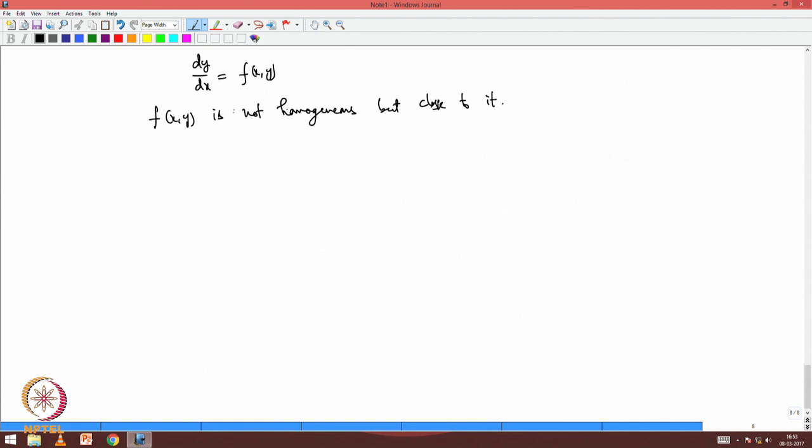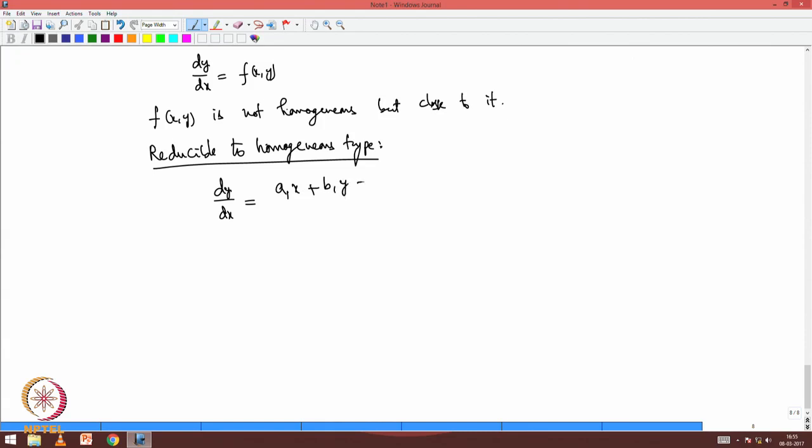So for such a function, we can reduce this equation into an ordinary differential equation dy by dx equal to a homogeneous function. You can reduce it into a homogeneous equation. These are equations that are reducible to homogeneous type. Simple, let us take dy by dx equal to a1x plus b1y plus c1 by a2x plus b2y plus c2. If you have this type of function, you can reduce this into homogeneous type.